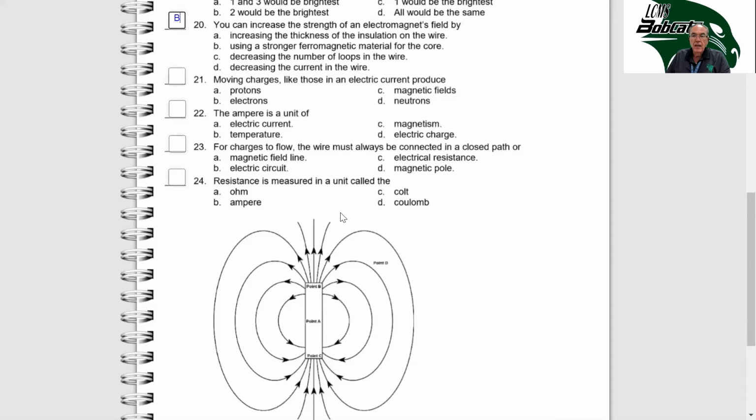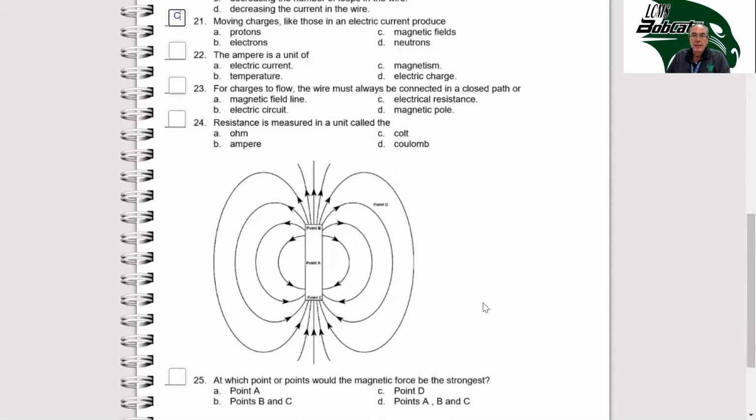Moving charges like those in electric current, remember we saw that video, they produced a magnetic field and it affected those iron filings when that guy dropped it on that plexiglass sheet. An ampere is a measure of electric current, okay?